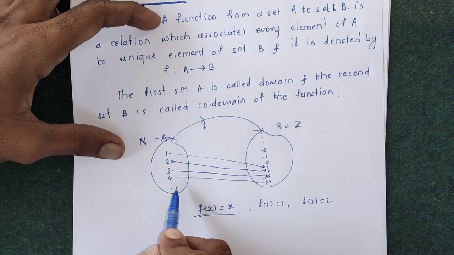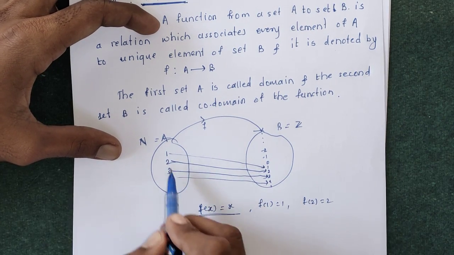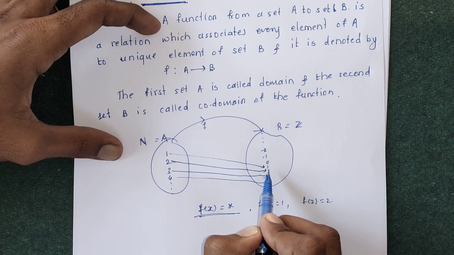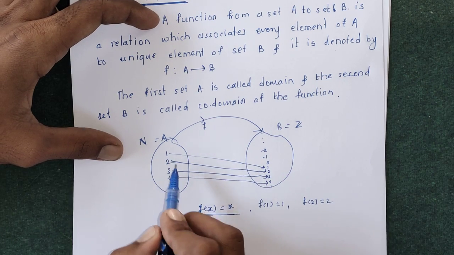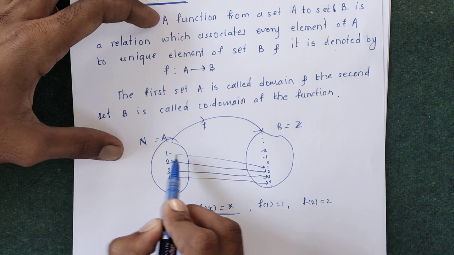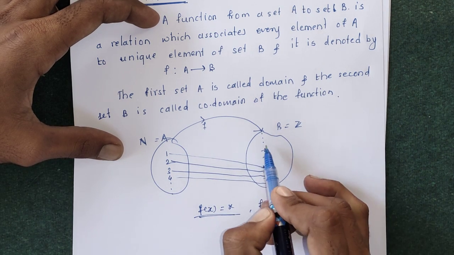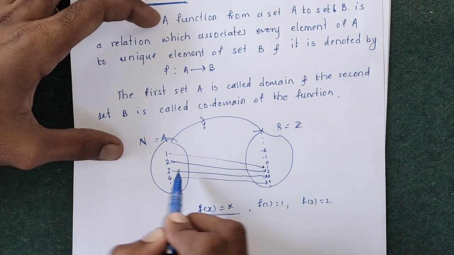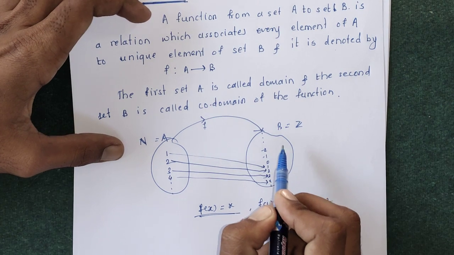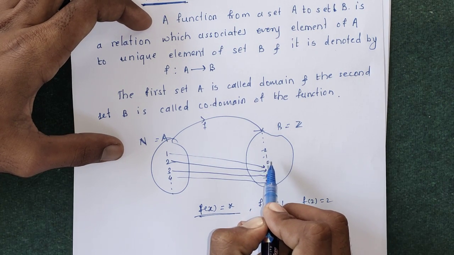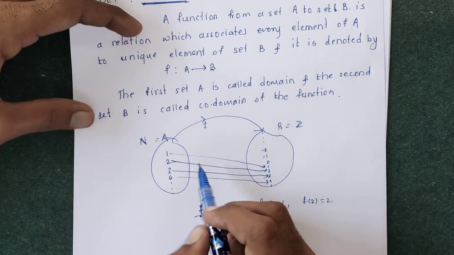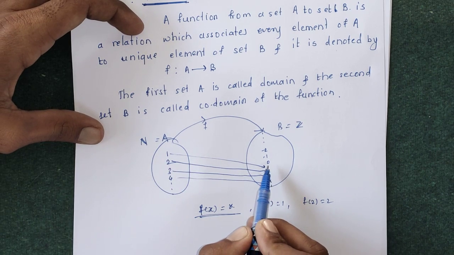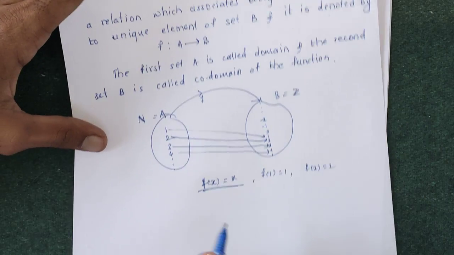So a function is a relation which associates every element of set A, that is every element of domain, to a unique element in codomain. So every element of domain must be covered, that is every element of domain must have some image in codomain, but every element in codomain need not be the image of some element. There is no condition on the codomain, but every element in domain must have an image in codomain. So this is the definition of function.